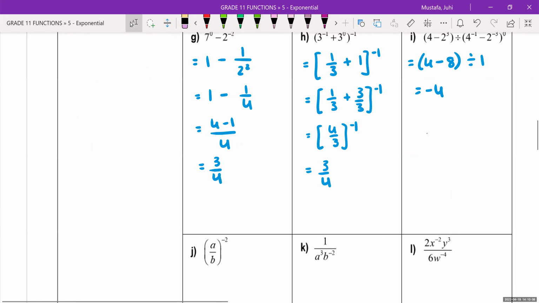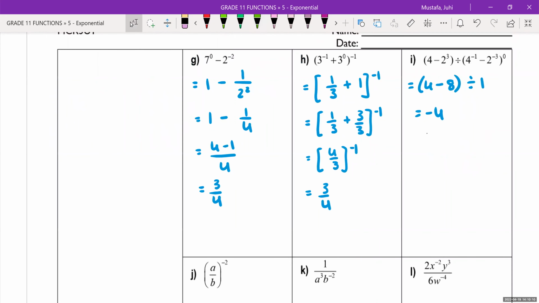To the positive, yep. And then for question I, we have 4 take away 8. And then if you take a look at the bracket after the division sign, it's to the power of 0, which means that the entire thing will eventually become 1. So I didn't even bother to spend time solving it. I know it'll become 1. And so that answer is -4.